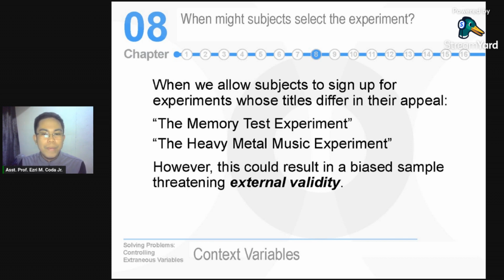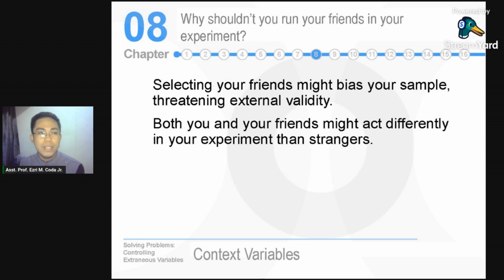So when might subjects select the experiment? When we allow subjects to sign up for experiments whose titles differ in their appeal. For example, the memory test experiment, the heavy metal music experiment. However, this could result in a biased sample threatening external validity. Kapag pinapapili natin yung ating mga subjects sa experiment na gusto nila, they will lean their behavior towards the expectation. Pag alam nila yung hypothesis, especially yung purpose ng experiment.